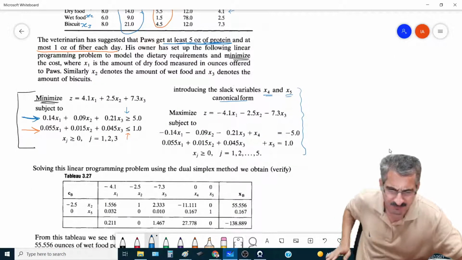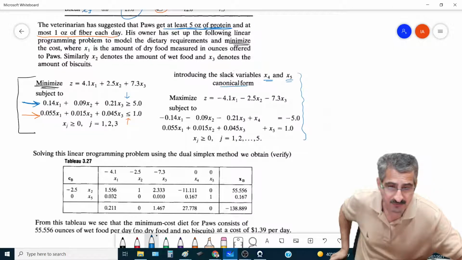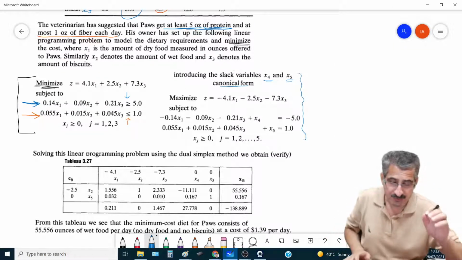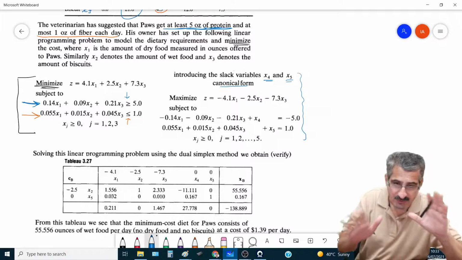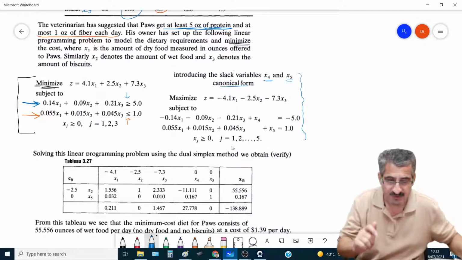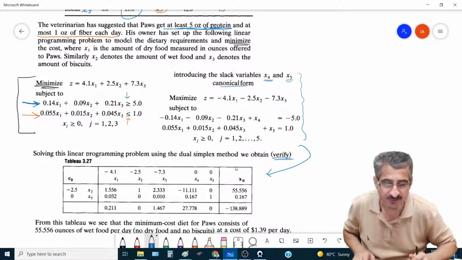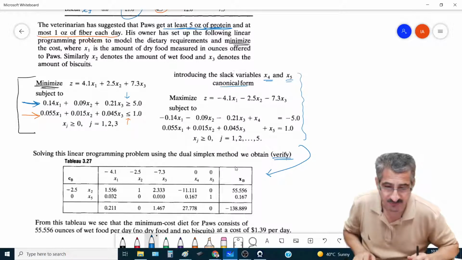Now, solving this linear programming problem using the dual simplex method. Work the dual simplex method the way we have just learned on this problem, and then we obtain this final table, and you need to verify these computations. Okay, so I will leave it for you to verify.